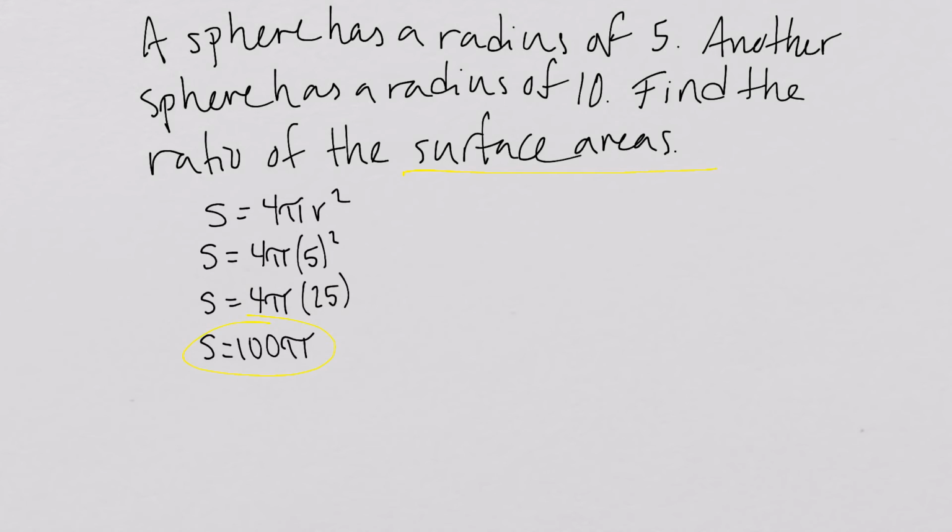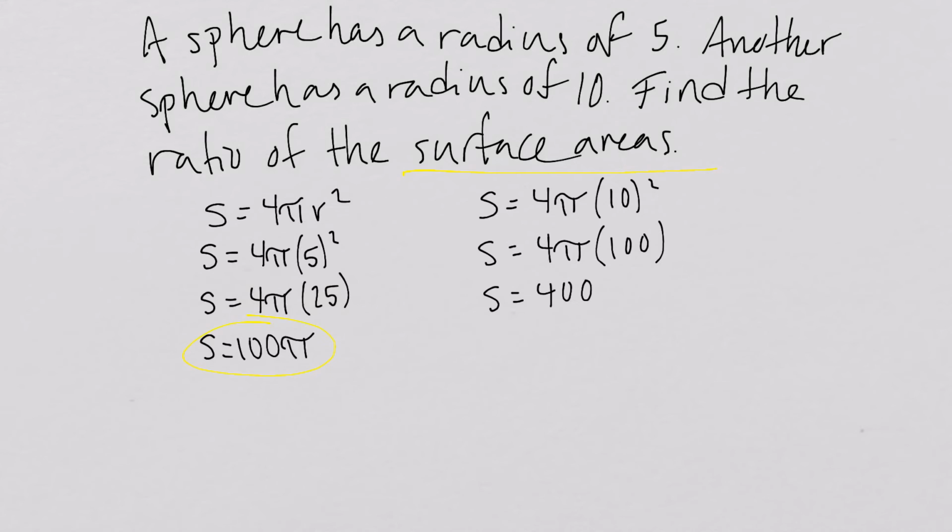The second sphere, the surface area is once again 4 pi r squared, but in this case, r is 10. That's going to be 100, so 4 pi times 100, and then 100 times 4 is 400. The question is, find the ratio of the surface areas. Okay, ratio means fraction. So find the fraction that connects these two surface areas.